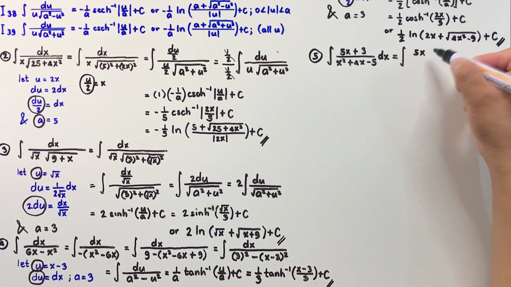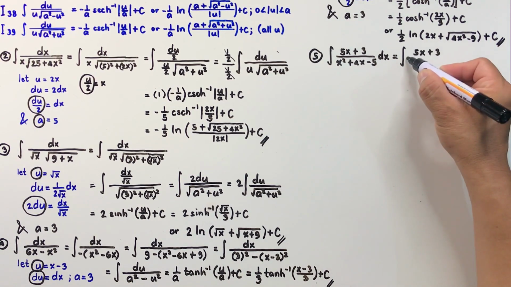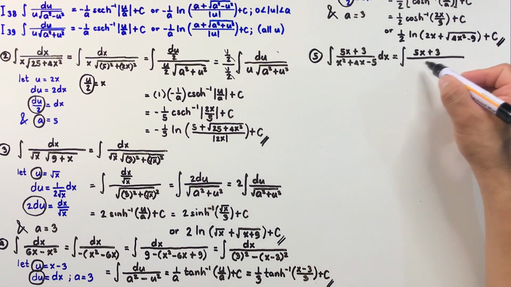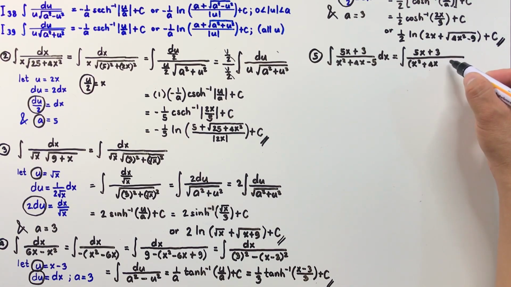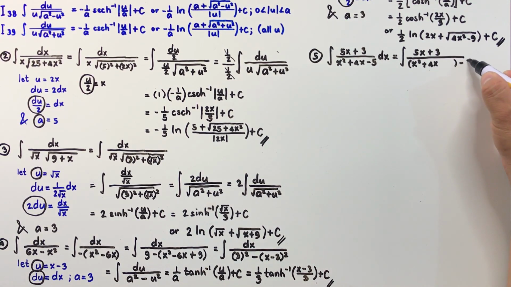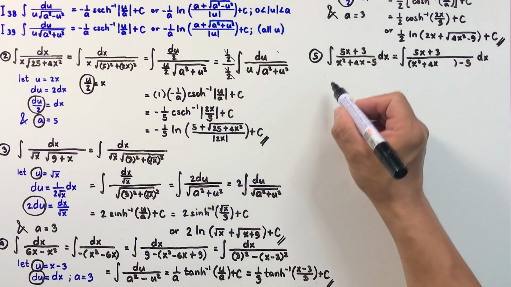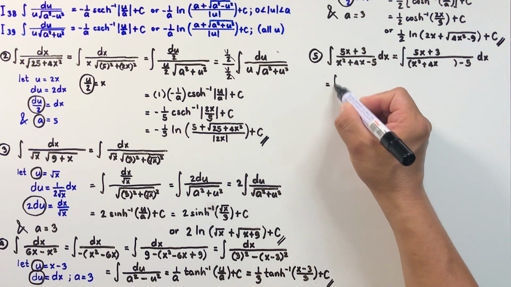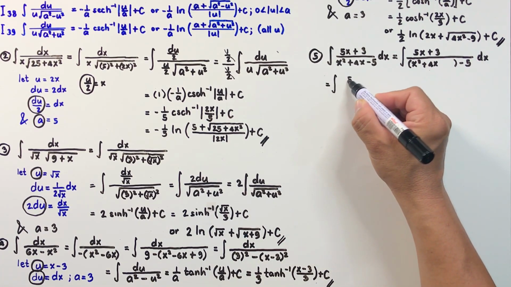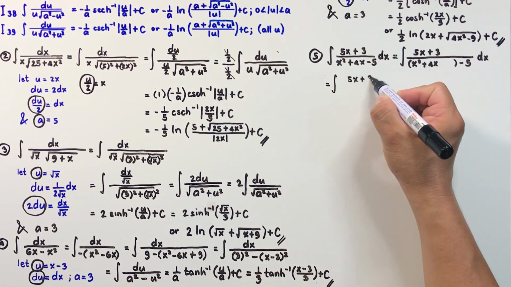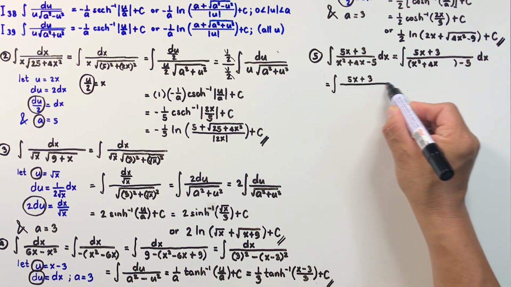So this is 5x plus 3 over the denominator, which is x squared plus 4x, and we will make it as 1, then we subtract 5 here. And of course, there is a partner of the integral symbol, dx. So how will you make this 1 as a perfect square? To make that 1 as a perfect square, we need to add a third term. And what is that third term?